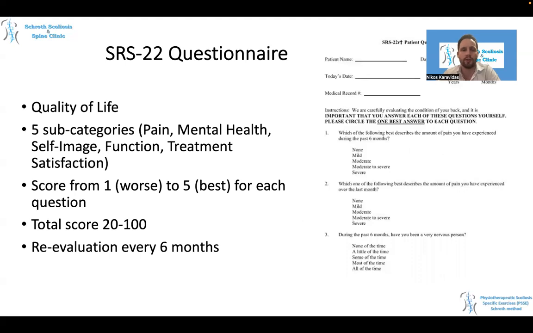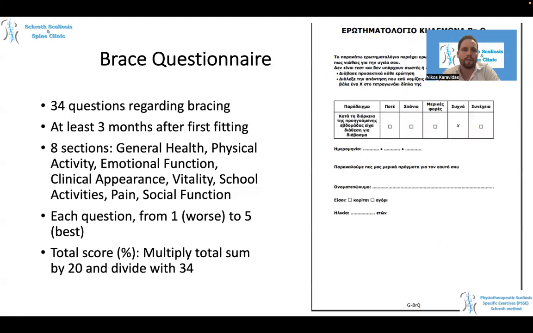and then after some months to have a reevaluation. One of the mostly used questionnaires is the SRS-22 questionnaire, which is related to quality of life. We have 5 subcategories: pain, mental health, self-image, function, and treatment satisfaction. So every question gets a score, and we have a total score from 20 to 100.